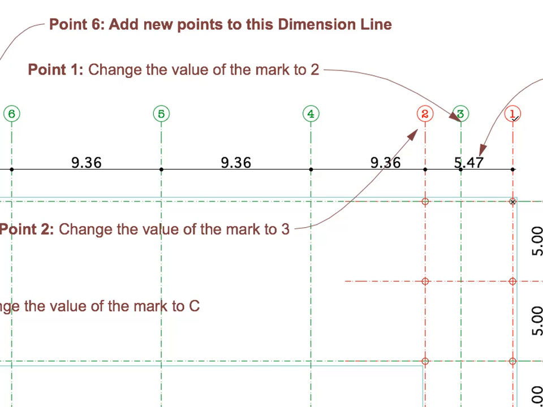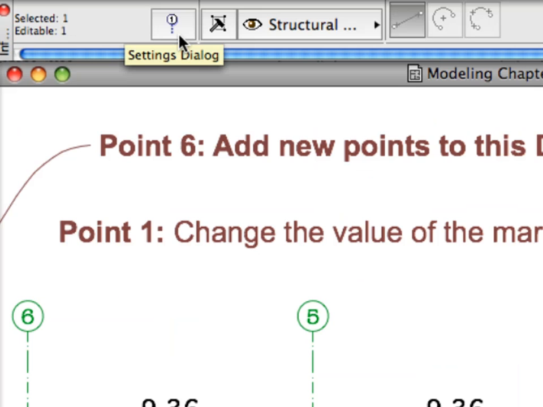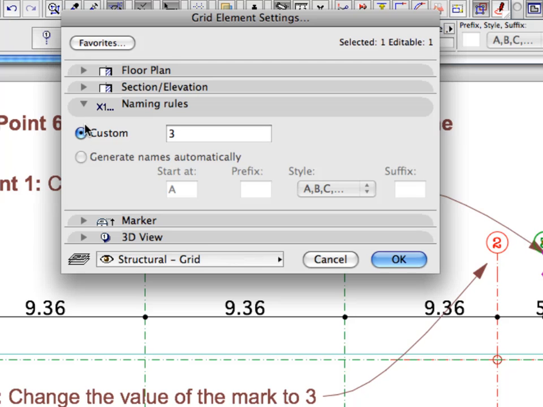As you can see, the increasing order of the axis numbering is not consistent and has to be changed at several points. Select the first marker to be modified. Open the Tool Settings dialog box. Go to the Naming Rules panel and set 2 for the custom parameter value of the marker. Click OK when finished.